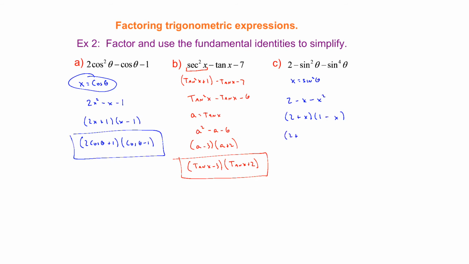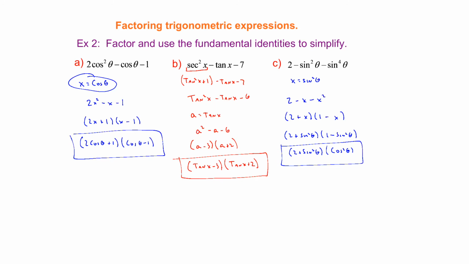It'll be 2 plus sine squared of theta, and then 1 minus sine squared of theta. And so what you notice is we have 1 minus sine squared of theta, so we can actually rewrite that one using our identities. So this will be 2 plus sine squared of theta, and then 1 minus sine squared of theta is equal to cosine squared of theta. So that one we were actually able to take one of the factors and rewrite it as another one of our trig functions using the identity. So 1 minus sine squared is equal to cosine squared. And that's really as far as we can go with that one.